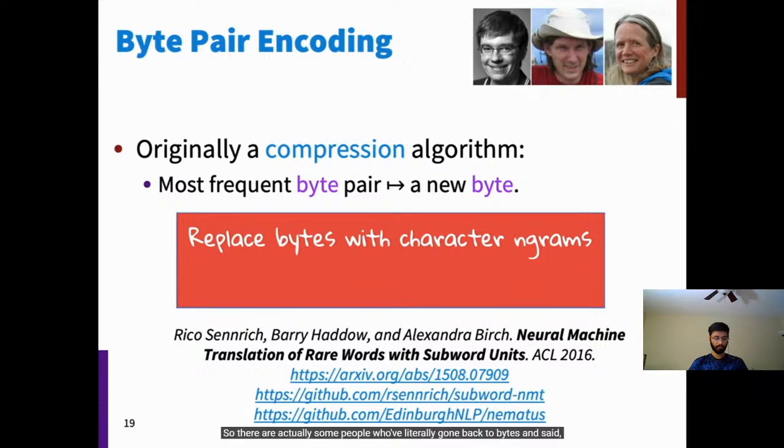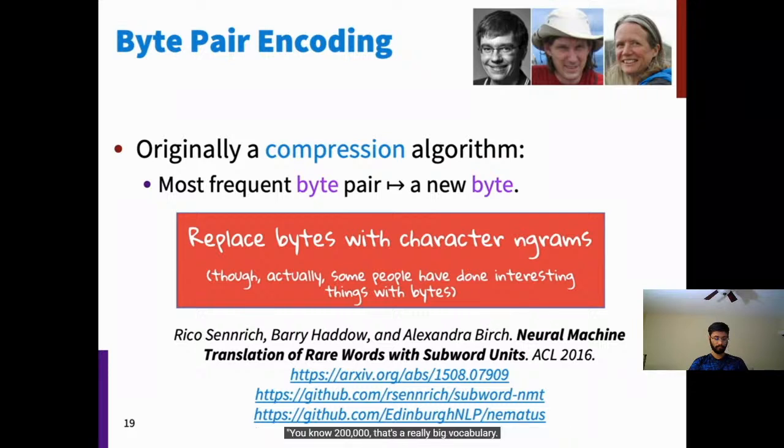So there are actually some people who've literally gone back to bytes and said, 20,000, that's a really big vocabulary. I don't even want to deal with anything that large. So why don't I just do these kinds of algorithms over bytes? And that means that in UTF-8 encoding, Chinese characters take 3 bytes each. And you only get whole characters if you've merged together several bytes that are common sequences.